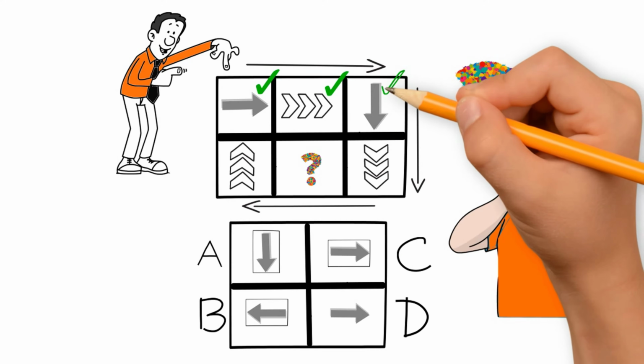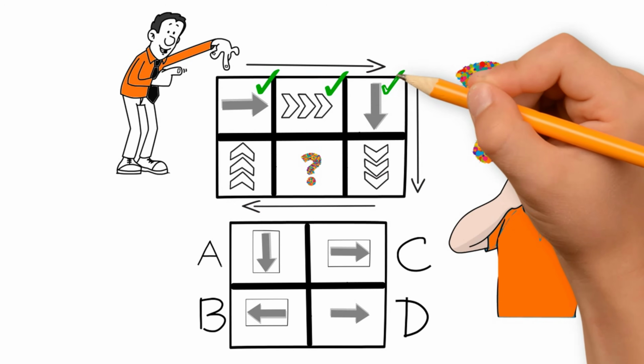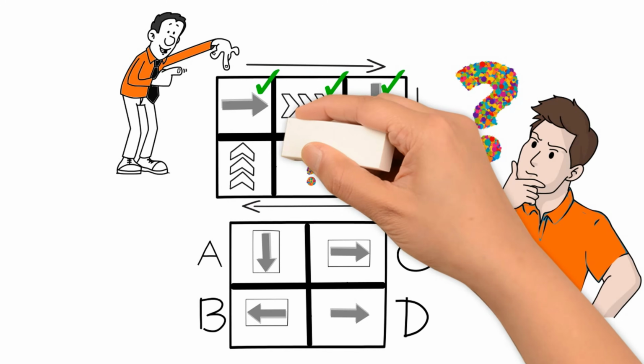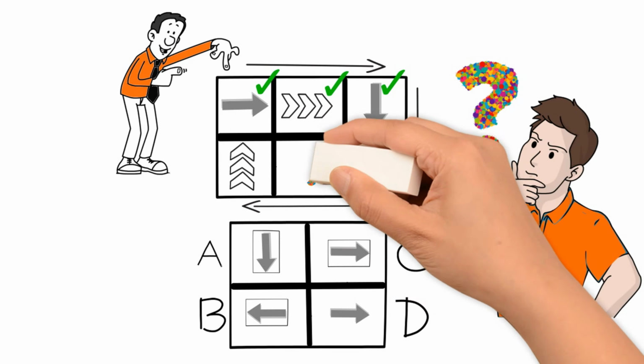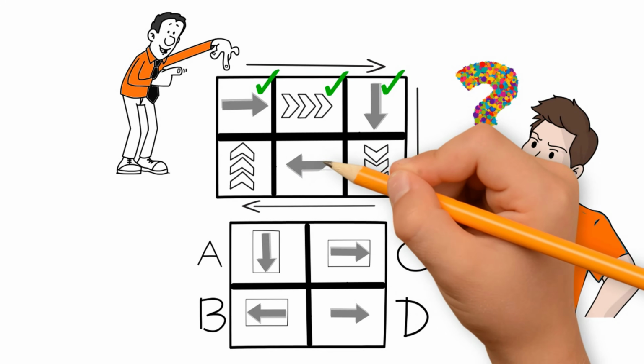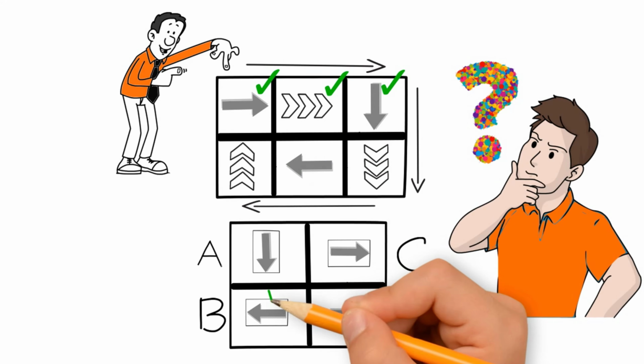And then the third pattern, which is a little harder to identify, is that the previous arrow points to the next arrow's start. This is why the missing part, the part that you would need to identify, contains an arrow placed in the right corner pointing to the left. So the correct answer here is choice B.